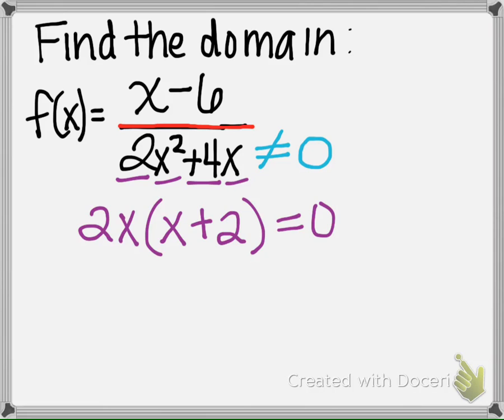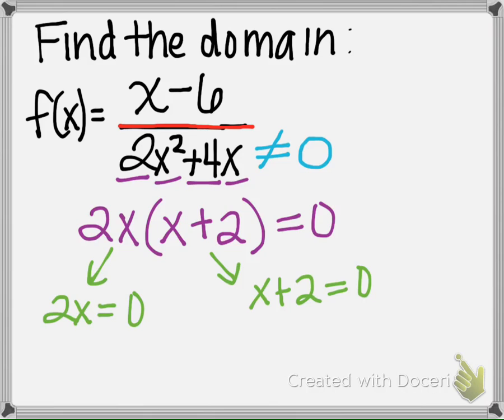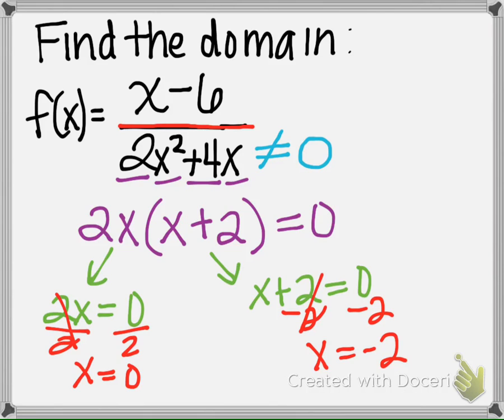Okay, now that the problem is factored, we're going to set each factor equal to 0, and we will solve this. And we'll get x equals 0 and x equals -2. So that means we can never replace the x down here with a 0 or a -2, or it will make it undefined. So x can be any number but 0 or -2.